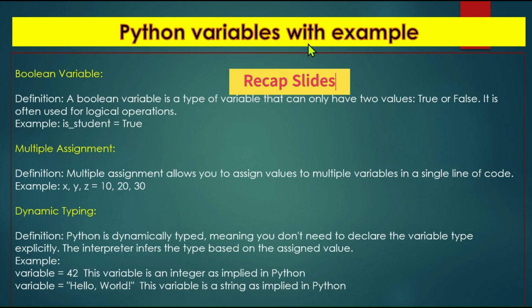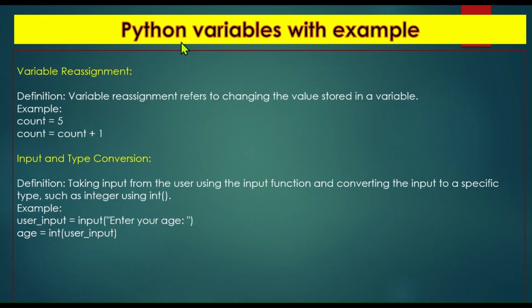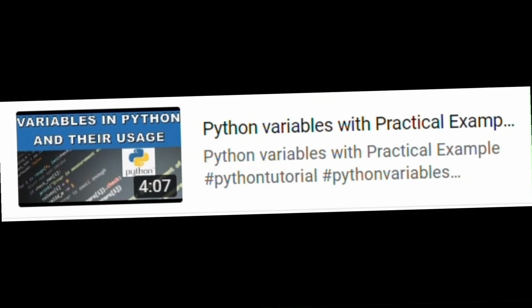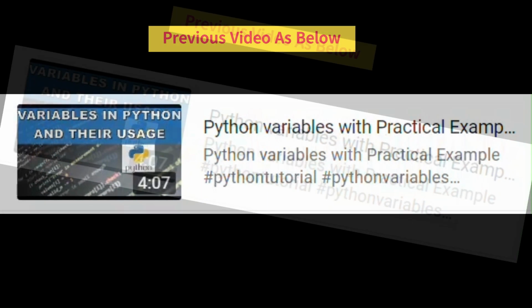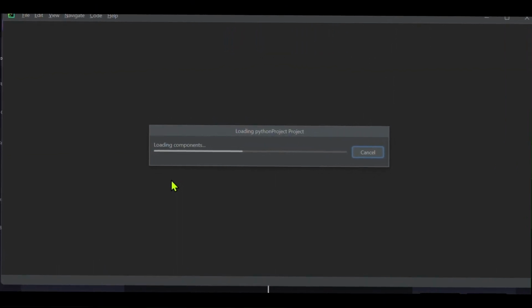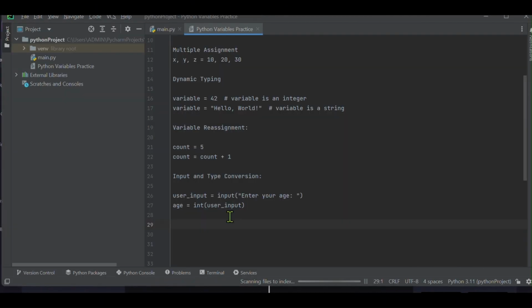So, let's start. As explained in my previous video, in Python, variables are used to store and manage data. They act as containers that hold values, and these values can be of various types, such as integers, floats, strings, etc. You can refer to my playlist or hit the I button at top right corner to see the previous video on Python variables. Referring to my previous video, please open PyCharm code editor and practice along with me.